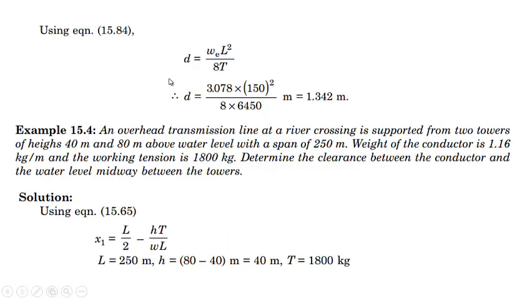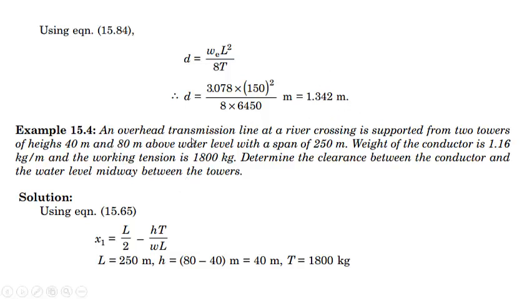So since we have calculated all these values, for calculation of this D, D will be equal to WE L square by 8T. WE is given by this, L is given 150, and 8 is from the formula, T is given as 6450. So this is the vertical sag of this conductor.